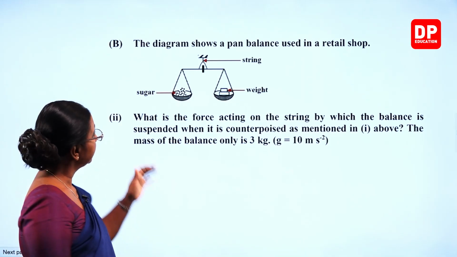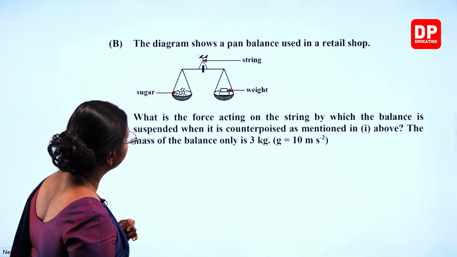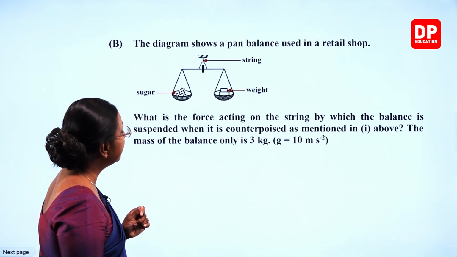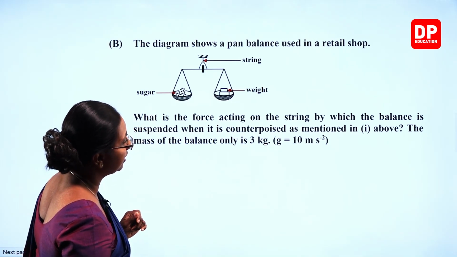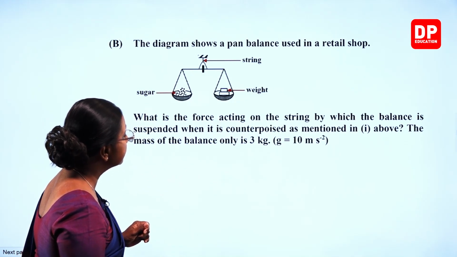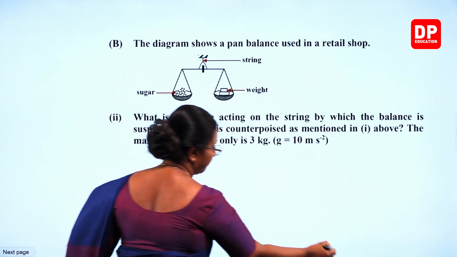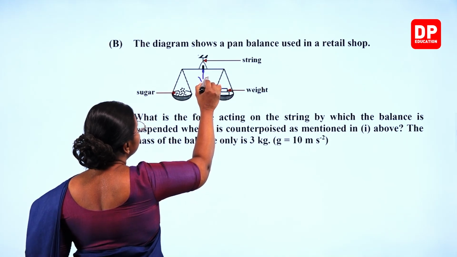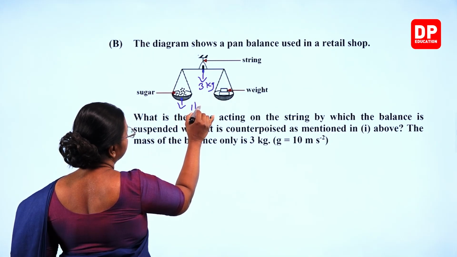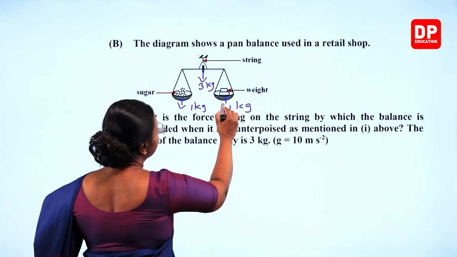So the same B part, the diagram is given to you. Second part of the question. What is the force acting on the string by which the balance is suspended when it is counterpoised as mentioned in part 1 above? The mass of the balance only is 3 kilogram. So if you just note it down here, this balance is 3 kg. Now here there is 1 kilogram, and here also there is 1 kilogram when it is counterpoised.